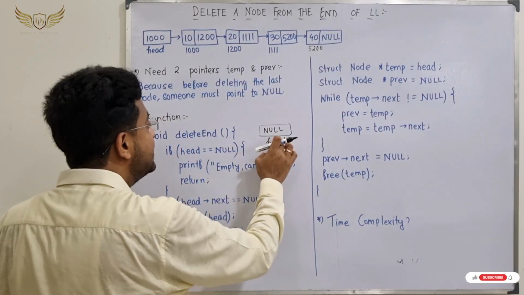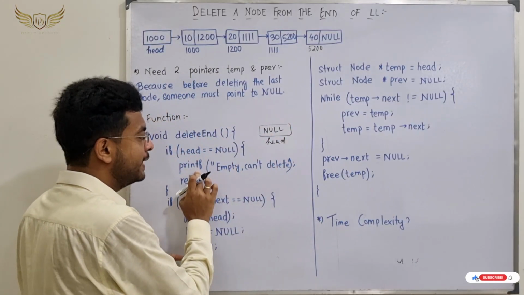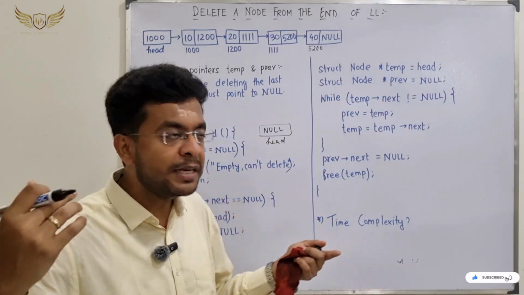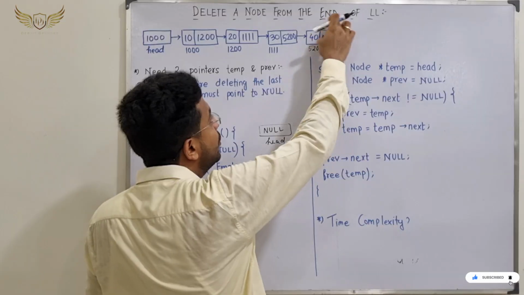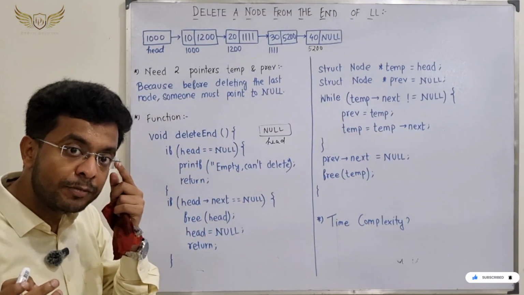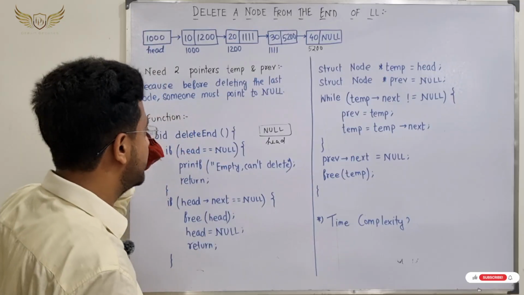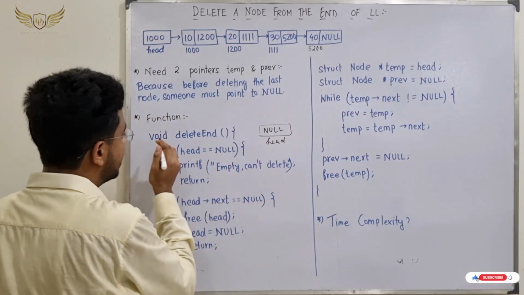So if head equals to null, simply print empty, cannot delete. Because if head equals to null, there is no node, and if there is no node, how can we delete a node from the end of the linked list? There is no concept of linked list at all. There is no concept of nodes at all. So how can you say delete from the end of a linked list, right? So we are checking this condition.